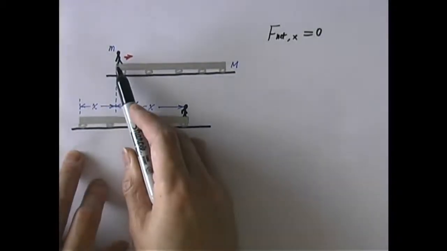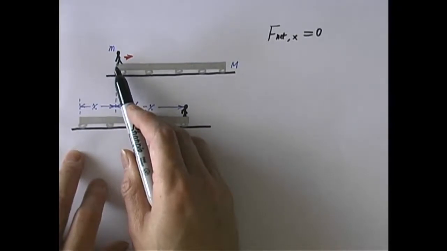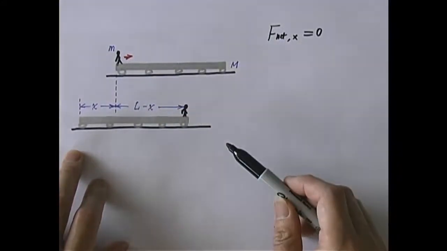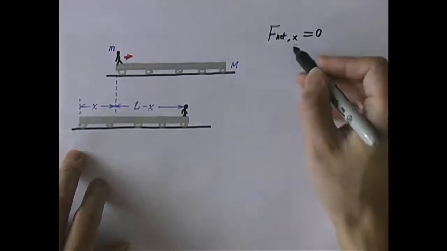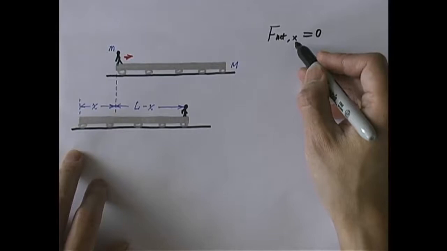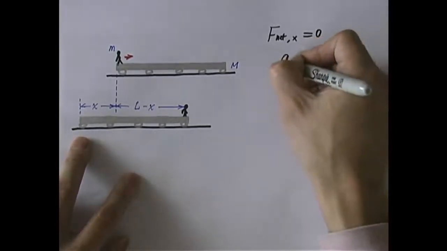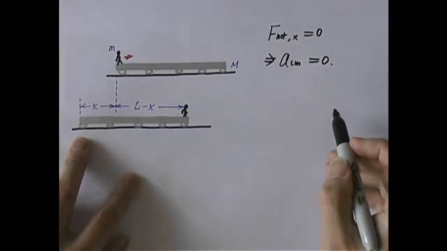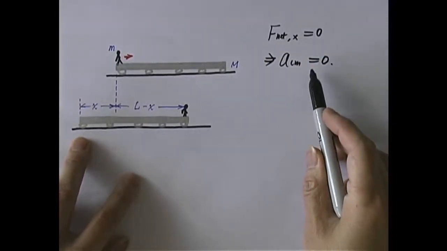Now, if the person starts from rest, then at t equals 0, when he starts from rest, what is the acceleration of the center of mass at that point? What is the velocity of the center of mass at that point? That will be 0 because neither he nor the car is moving, right? The center of mass of the system is not moving at all. And since the net external force on the system is 0, a_CM is also 0, which means the center of mass cannot accelerate.